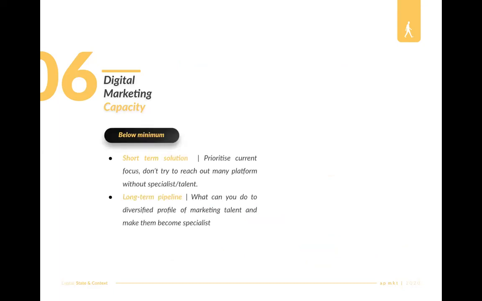So if we are just below the minimum right now, the way forward for us in this project is to prioritize the current focus and not try to reach out to too many platforms if you don't have a specialist or the talent. It's going to affect your digital ecosystem growth a bit, because you need to plan for the long-term pipeline. For example, if you want to grow on LinkedIn, then you need to start building talent with diverse LinkedIn profiles who know how to do LinkedIn ads. You need to start building them from right now, so that when you officially use the platform to get results, you have the talent and the specialists to manage it.